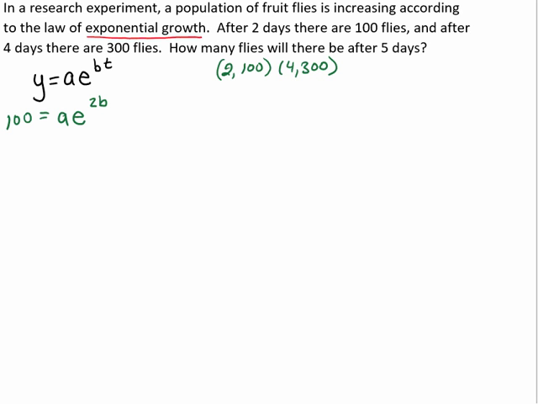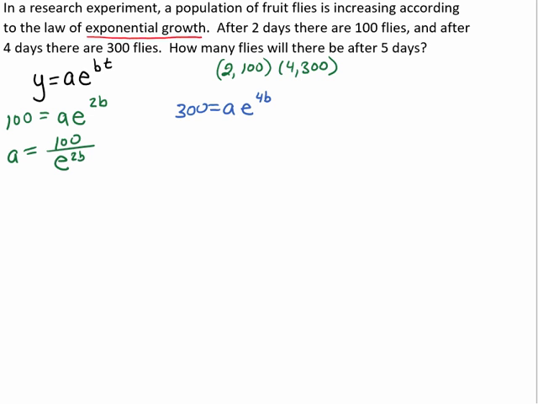So because we're looking for exponential growth, we'll be using the equation y equals a times e raised to the bt. We were given the information that after 2 days, there were 100 flies, and after 4 days, there were 300 flies. So we're going to take that starting information of 2 days and 100 flies. Here we have our y value is 100 flies, and the time was 2 days. From here, we're going to get the a by itself, giving us 100 divided by e raised to the 2b.